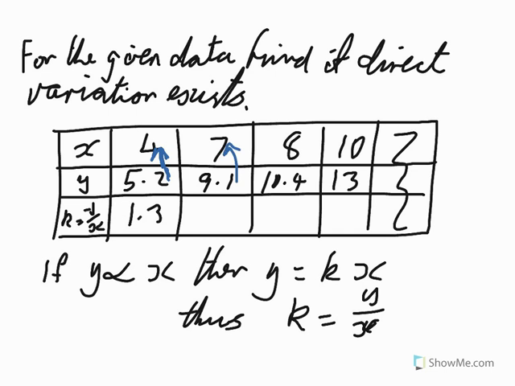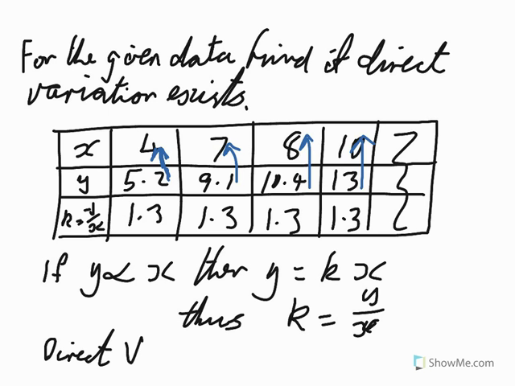9.1 divided by 7 comes out to 1.3. 10.4 divided by 8 comes out to 1.3. And finally, 13 divided by 10 is 1.3. So in this case, direct variation exists.